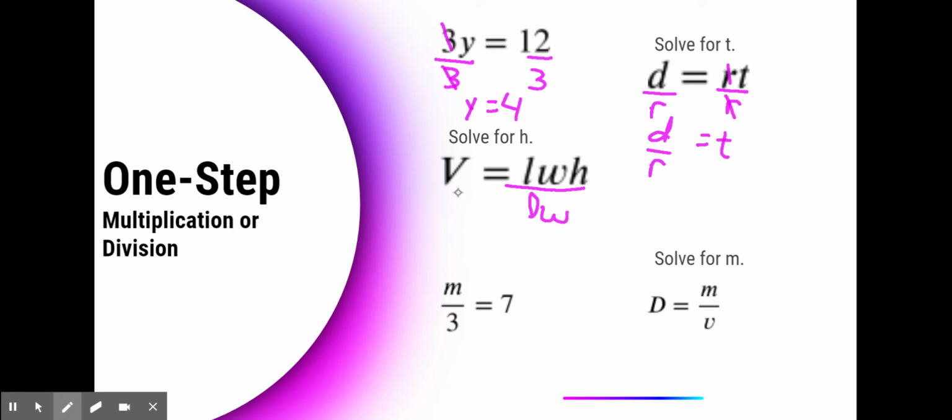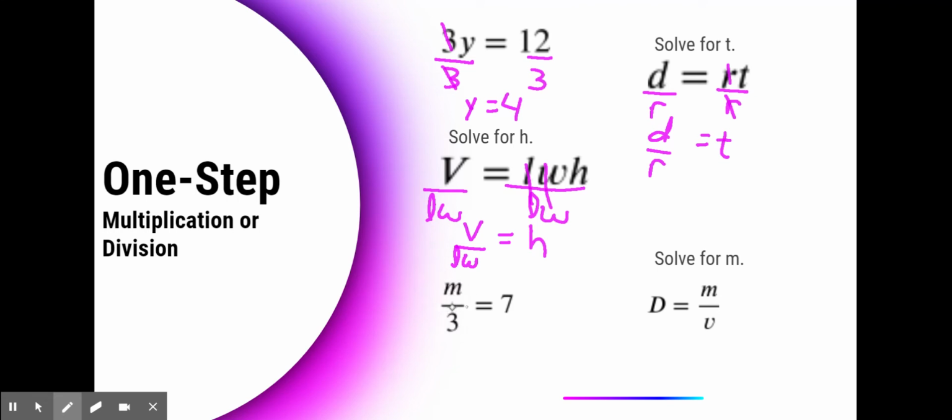Okay, so I'm going to divide that side by LW, and I'm going to divide the other side by L times W. So that cancels and that cancels, and I'm left with H. And over here, all I can do is copy V over length times width. Okay, so if volume equals length times width times height, then the height is the volume divided by the length times width.